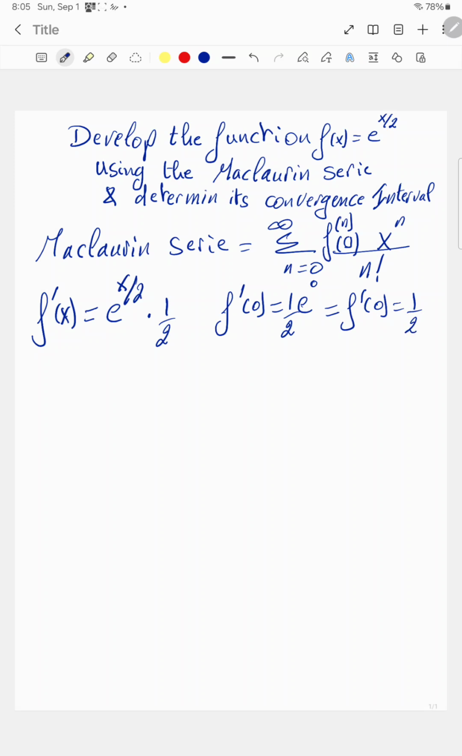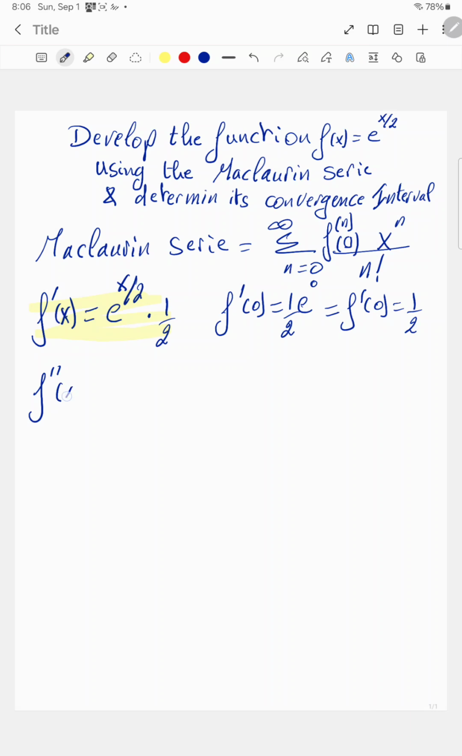So now let's find the second derivative of e to the power of x divided by 2. We know that the first derivative is this one here. Let me highlight it. So this is the first derivative. Let's find the second derivative.